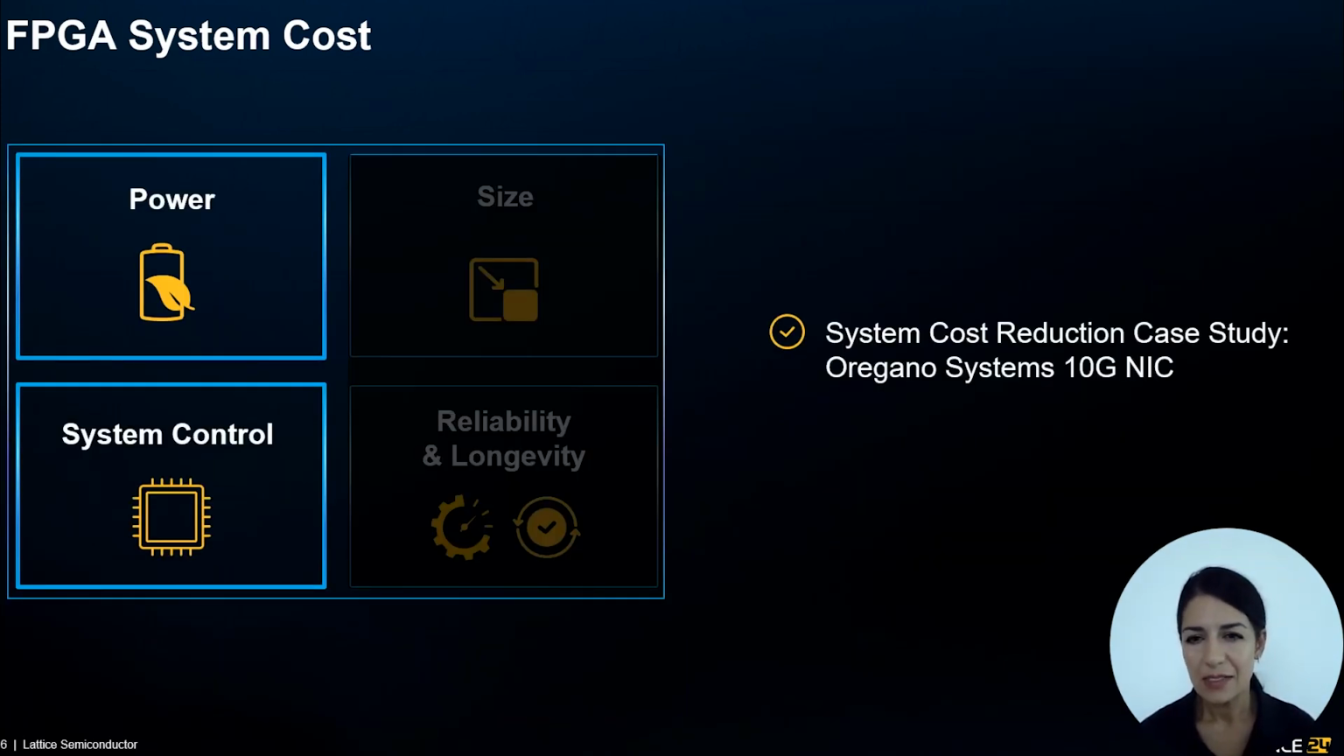We'll look at a case study from one of our partners, as I mentioned, Oregano Systems, to illustrate how low power consumption and system control options can help reduce overall system cost. Oregano Systems' 10 gig network interface card was implemented using multiple different kinds of FPGAs during their development phases. So that really offered very useful information in terms of comparative system cost analysis.